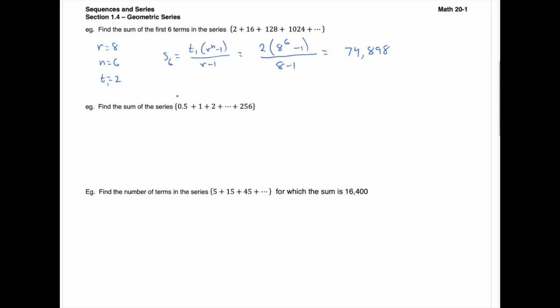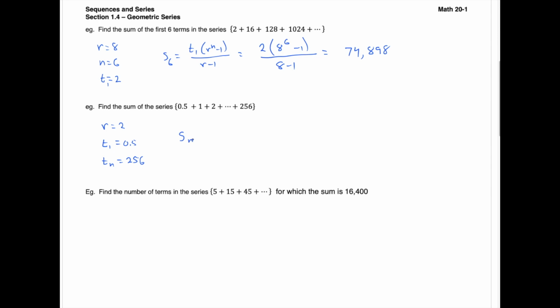For this next one, we're going to do the same thing. We'll find our common ratio. So 1 divided by 0.5 is 2. 2 divided by 1 is 2. So I can see that my common ratio is going to be equal to 2 in this case. Now I don't know the number of terms in this series, but I know that t1 is equal to 0.5. And I know that the last term, which will be tn, is equal to 256.